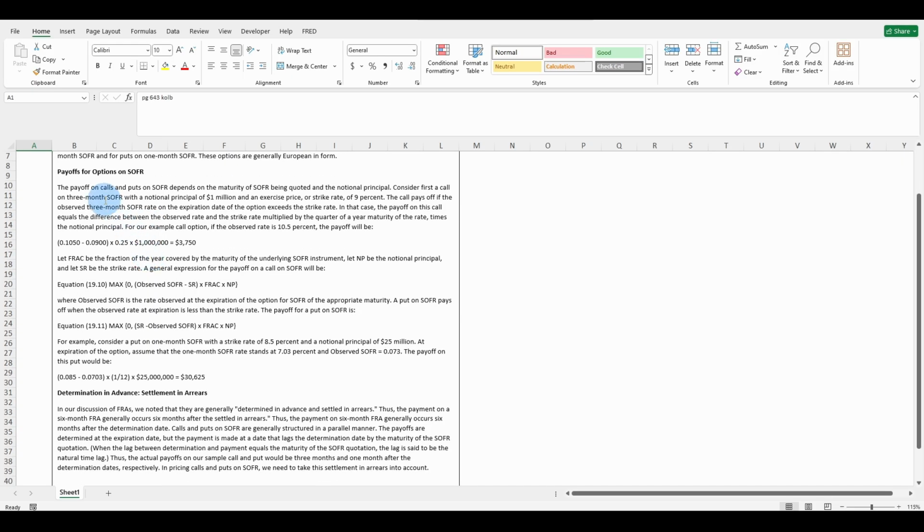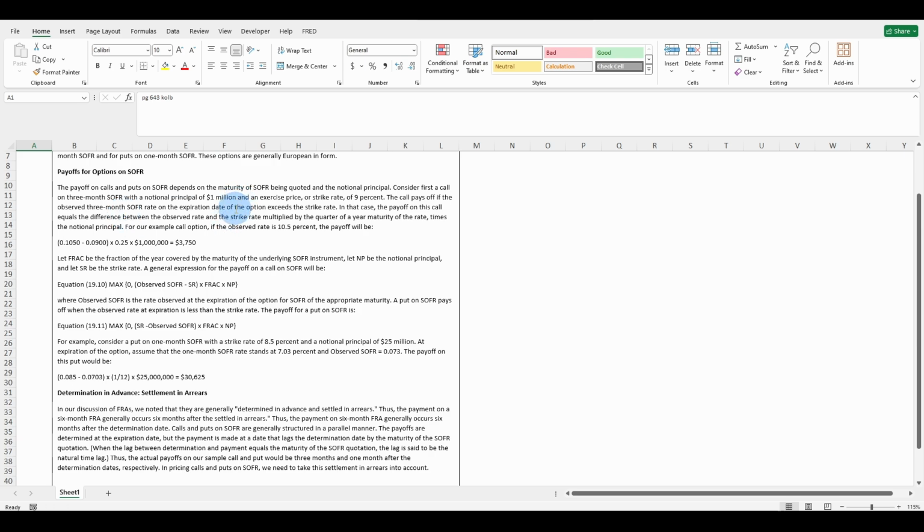Payoff for options on SOFR. The payoff on calls and puts on SOFR depends on the maturity of SOFR being quoted and the notional principal. Consider first a call on 3 month SOFR with a notional principal of $1 million and an exercise price, or strike price, of 9%. The call pays off if the observed 3 month SOFR rate on the expiration date of the option exceeds the strike rate. We're talking yields here, all right, not price.